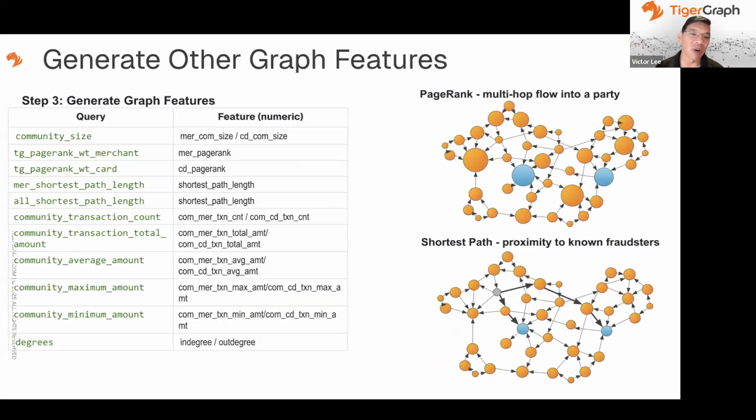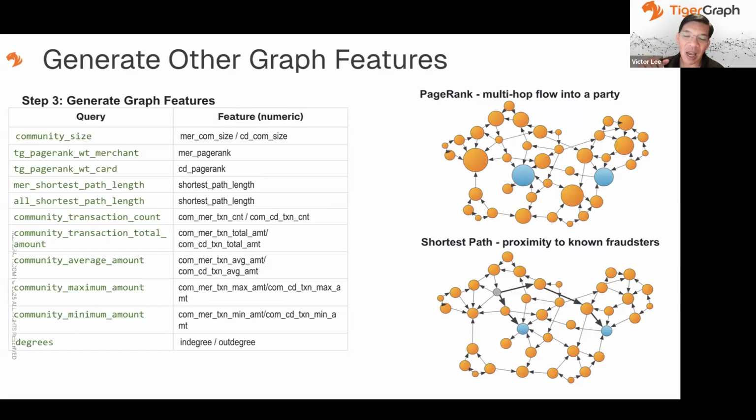The second phase is to run through these other graph features, and you can see this is not all of them. As I said, there are 50 of these, so this is just a subset. But you look at the community size. All of these turn out to be a numerical score because machine learning systems like to work with numbers. PageRank, if you're familiar with the PageRank algorithm used for understanding the importance of different web pages, here we're looking at the amount of money flowing in, not just directly, but sort of multi-hop level.